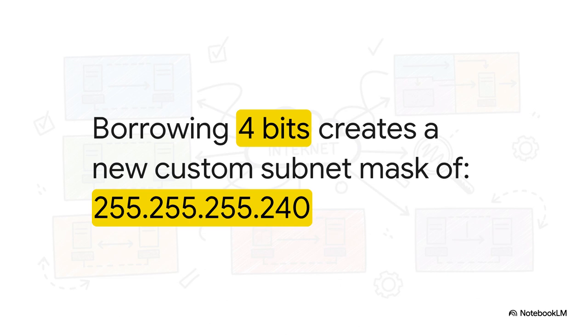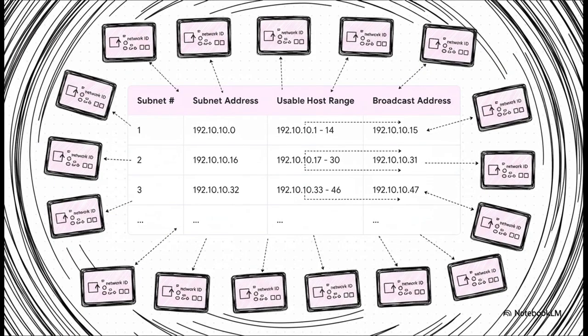Okay, so we're borrowing 4 bits. What does that do to our subnet mask? The first 3 numbers are easy. They stay 255. For that last number, we just add up the values of the first 4 bits we borrowed. That's 128 plus 64 plus 32 plus 16, which adds up to 240. And there it is, our shiny new custom subnet mask, 255.255.255.240.